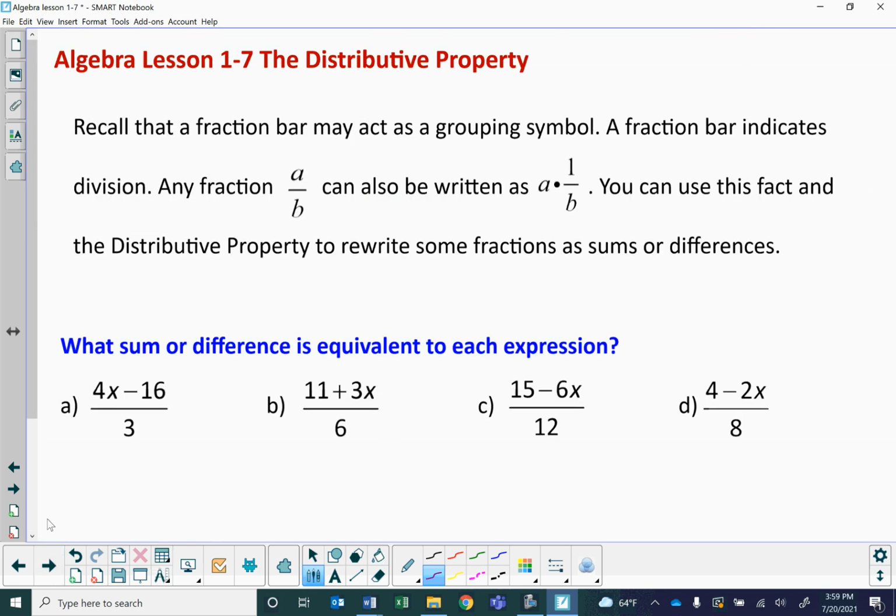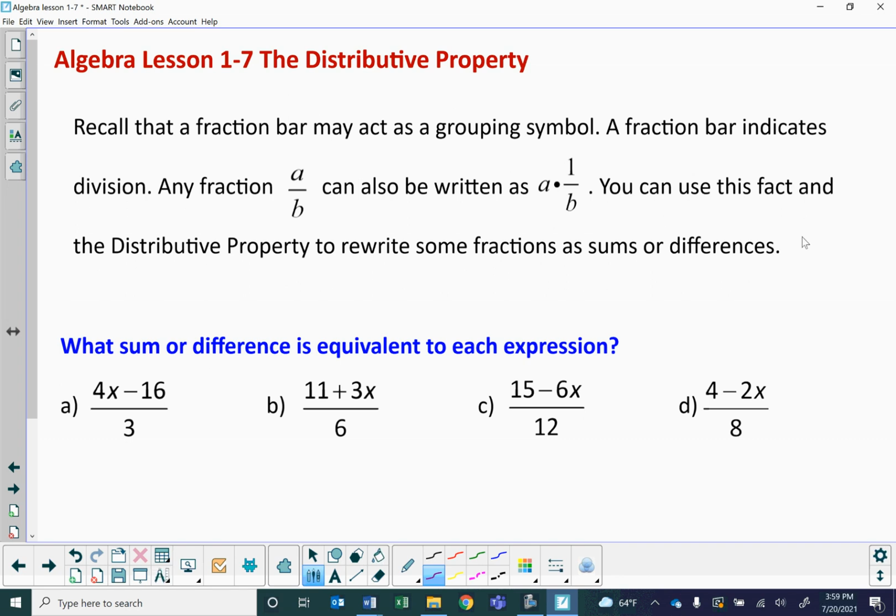All right, now recall that when we went back and did the order of operations, a fraction bar can be a grouping symbol. Right? It's another way of saying it's a grouping symbol. A fraction bar indicates division, and any fraction a over b can also be written as a times 1 over b. So you can use this fact and the distributive property to rewrite some fractions as sums or differences.